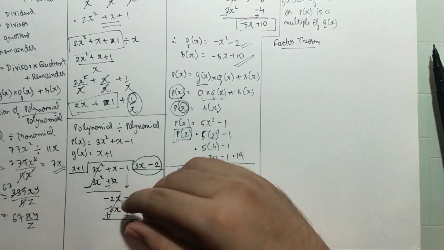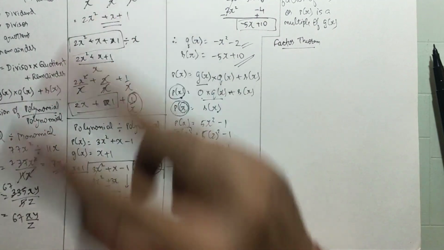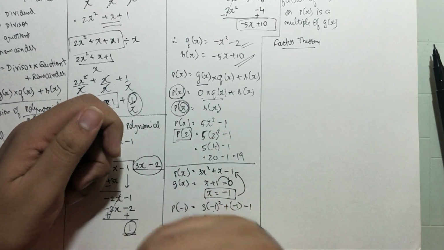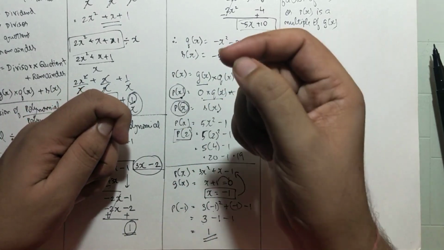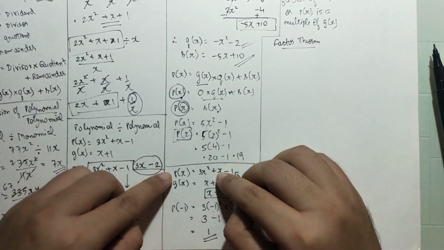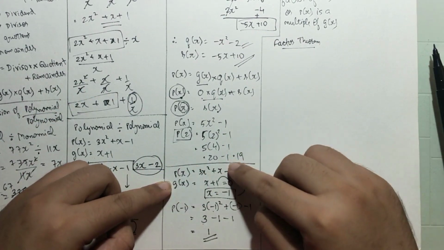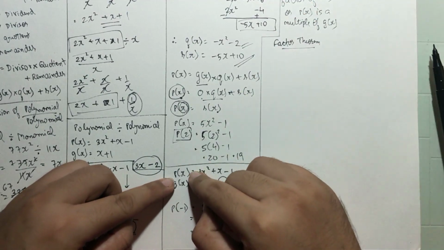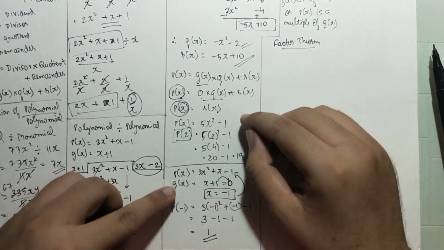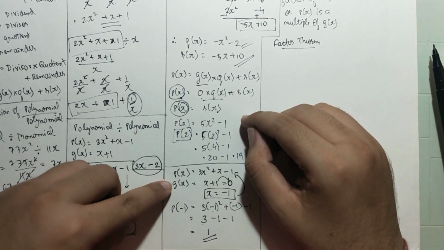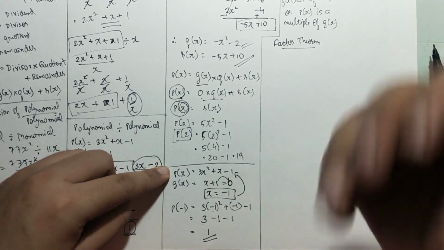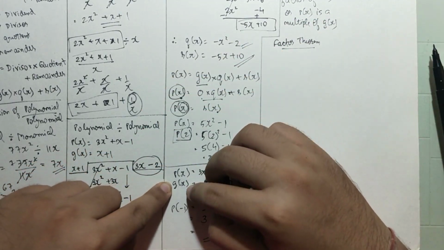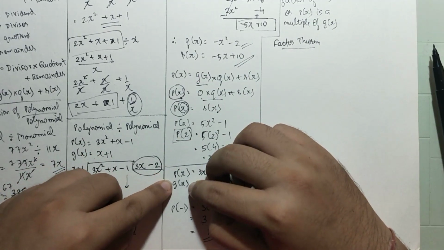So what did we learn? There are two different types of questions. What are the two different types of questions? First question, they ask us find the remainder when p of x is divided by g of x. One polynomial is divided by the other. You know this method now. Second question, find whether g of x is a factor of p of x or not. Or other question, find whether p of x is a multiple of g of x or not.